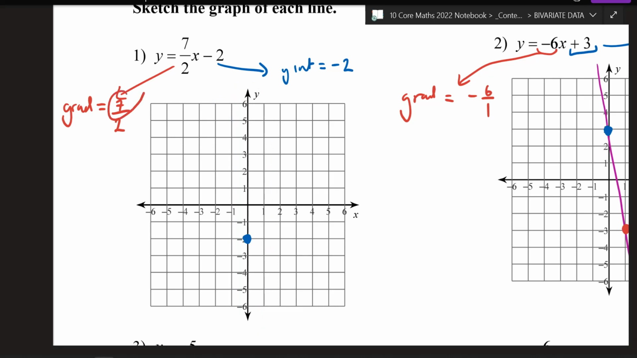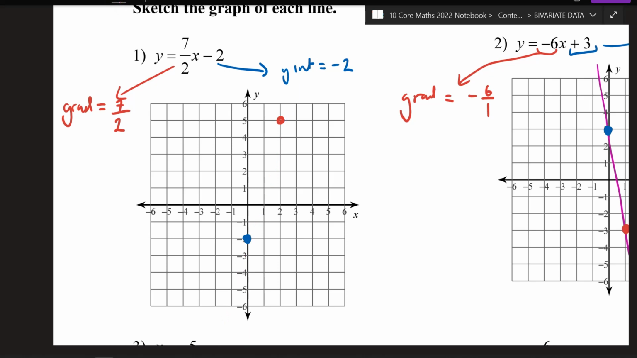The number on the top tells you how many spaces to go up. So according to this, it's 7 up. 1, 2, 3, 4, 5, 6, 7. And then the bottom number tells you how much to go to the right. So you're going to go 2 spaces. 1, 2. Okay, there's our other dot. Got your 2 dots, and then you just put your line through it.